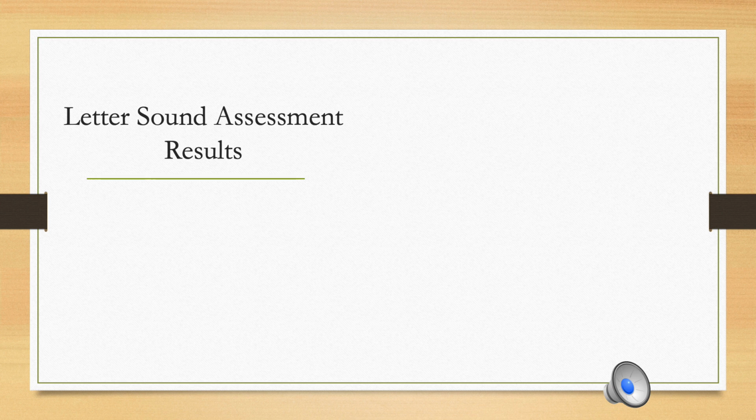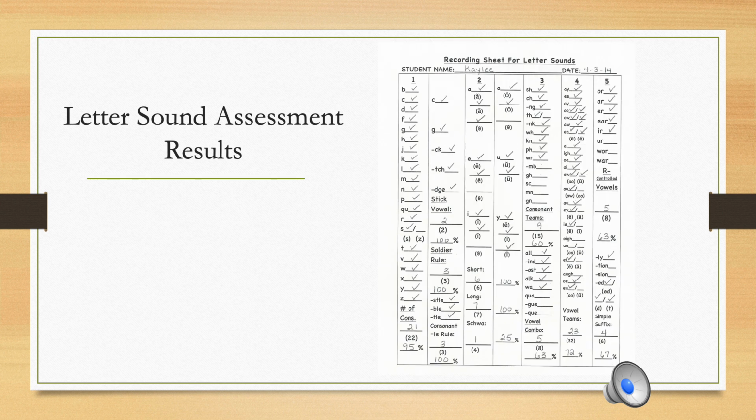On this slide, you will see Kaylee's letter sound assessment results. The recording sheet for letter sounds has recently been revised, but you can see on the left, for example, that she knew 95% of her consonant sounds, 100% of her stick vowel and soldier rule sounds, and 100% of the consonant LE sounds. The number of correct sounds is listed under each section, as well as the percentage of correct sounds.